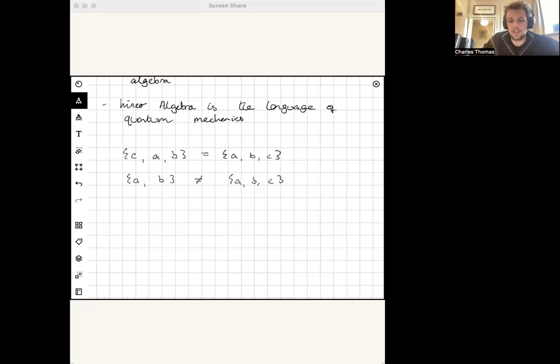And the other thing we should know is sets don't have duplicate items. I can't put something in a set twice, so I can't have A, B, B as a set.